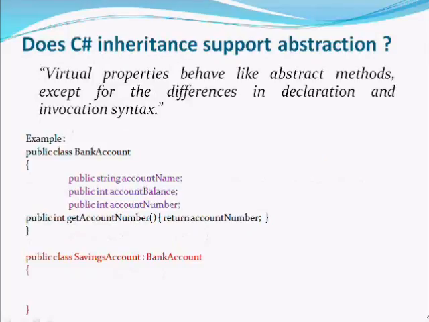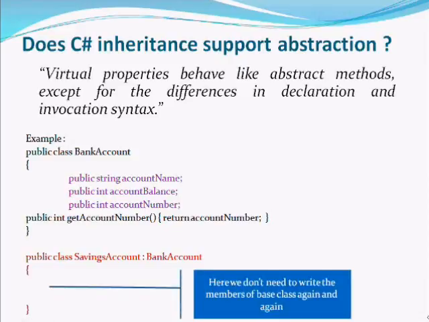Does C# inheritance support abstraction? Subclasses or derived classes are more specialized versions of a class which inherit attributes and behaviors from their parent classes and can introduce their own. In this example, it will inherit all the members and the methods of the base class called BankAccount in the derived class called SavingsAccount. This means that the programmer only needs to write the code once. Therefore, we can mention that C# inheritance supports the abstraction principle.